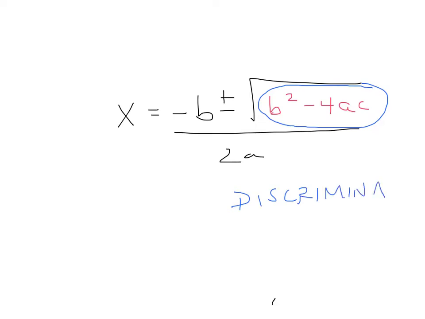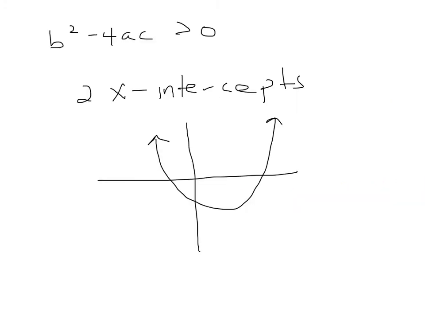And it helps us to find out exactly how many times the parabola intersects the x-axis. Or another way of saying it is how many x-intercepts you actually have. So if I'm looking at just what's underneath the root sign, the discriminant, and I find out that number is bigger than 0, that means I have two x-intercepts. So in that case, it would intercept maybe here and here.